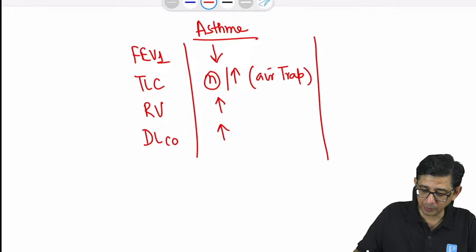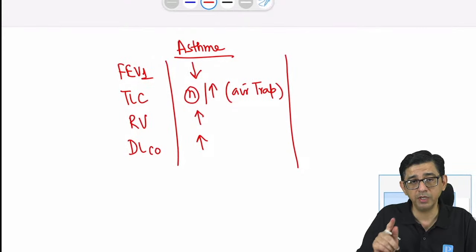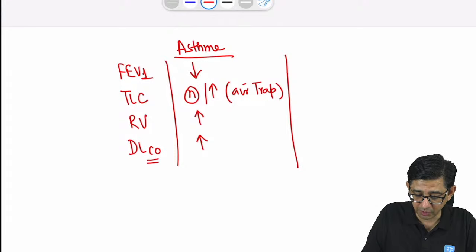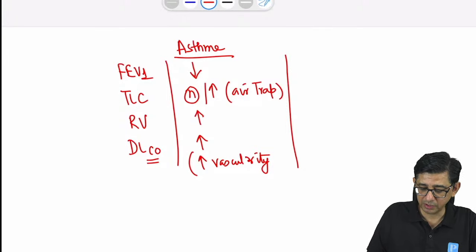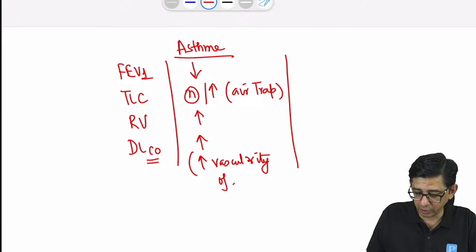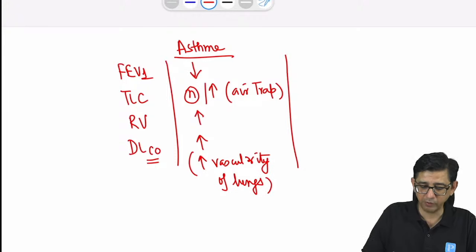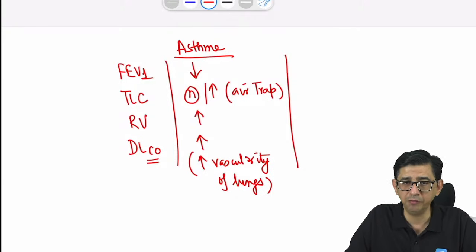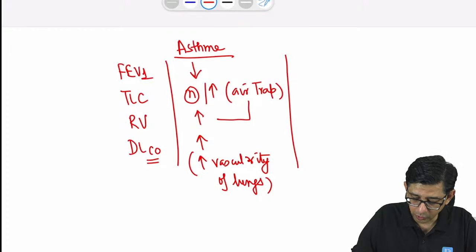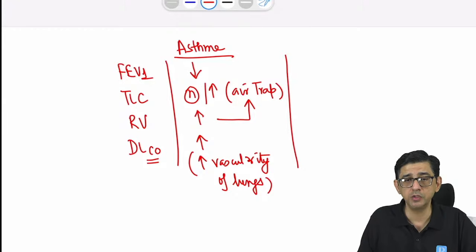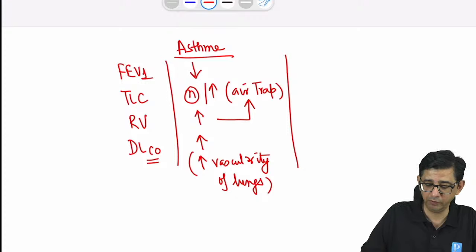So asthma is a condition where DLCO is increased. The reason for that is increased vascularity around the lungs. If asked what happens to DLCO in asthma, answer: increased due to increased vascularity of the lungs. So in obstructive airway disorders, we'll repeat once again: FEV1 is less, TLC is increased due to air trapping, residual volume is also more because of air trapping, and DLCO is also increased due to increased vascularity of the lungs.